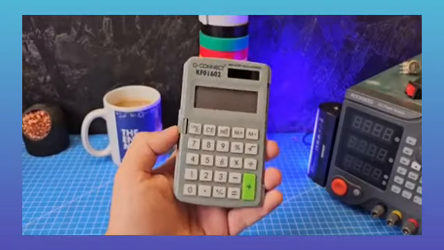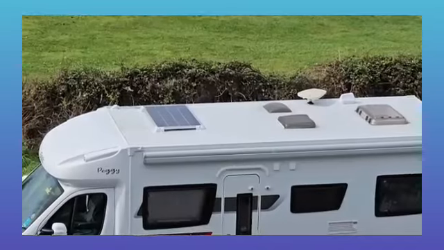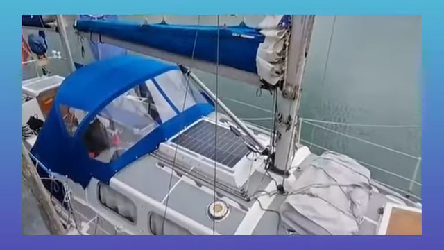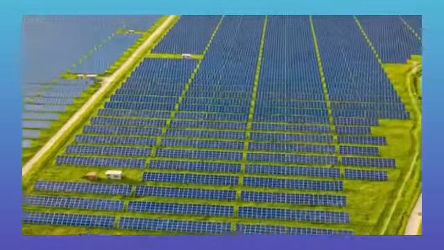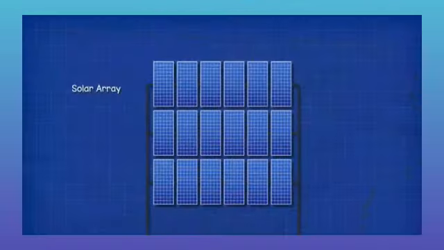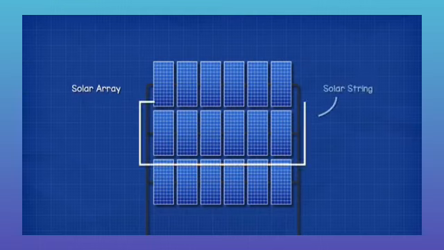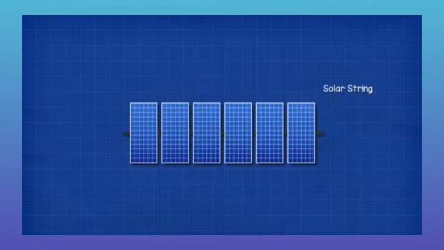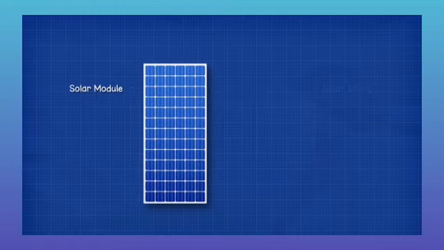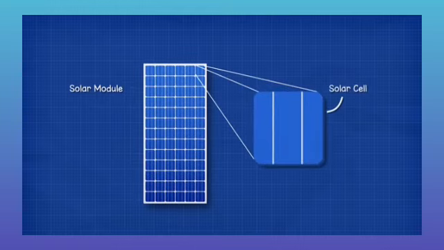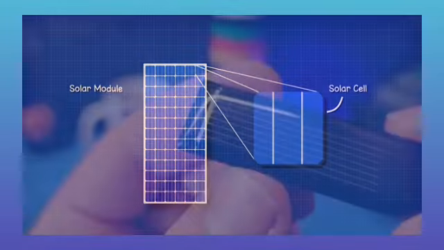You have probably seen solar cells on your calculator or your garden lights. They're often used in motorhomes and boats. We see them on houses and even vast solar arrays in fields. An array is just multiple strings of solar modules connected together. A string is just multiple solar modules connected together. And a solar module is just multiple solar cells connected together.